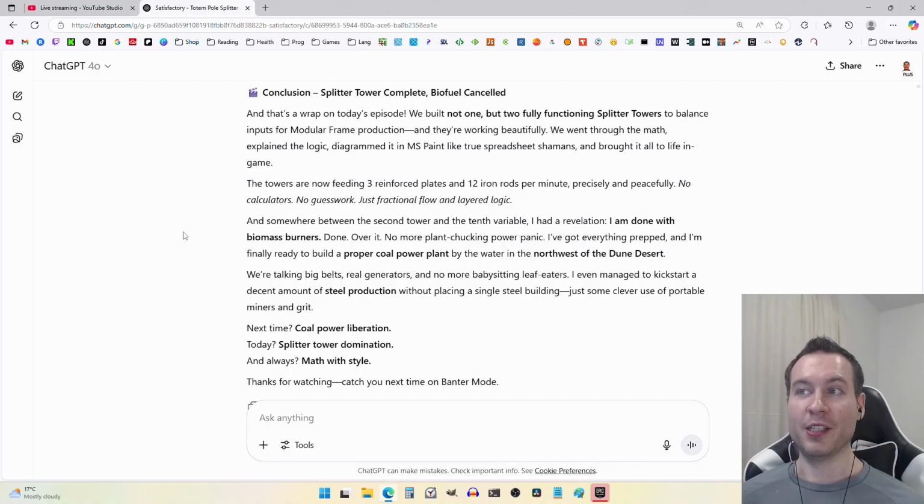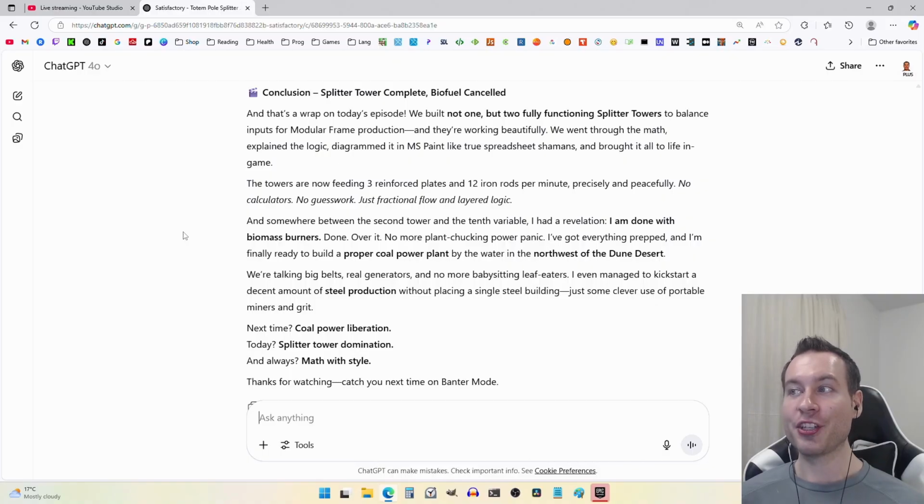And somewhere between the second tower and the 10th variable, I had a revelation. I am done with biomass burners. Done. Over with. No more plant chucking power panic. I've got everything prepped, and I'm finally ready to build a proper coal power plant by the water in the northwest of the Dune Desert. We're taking big belts, real generators, and no more babysitting leaf eaters.